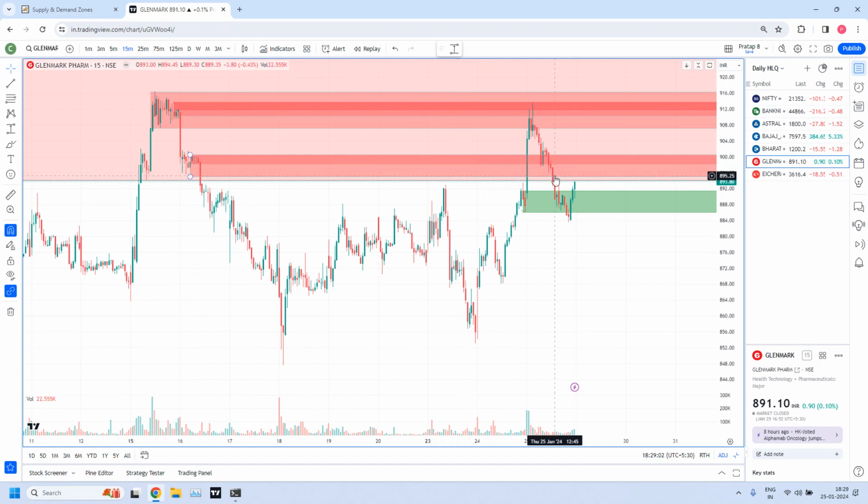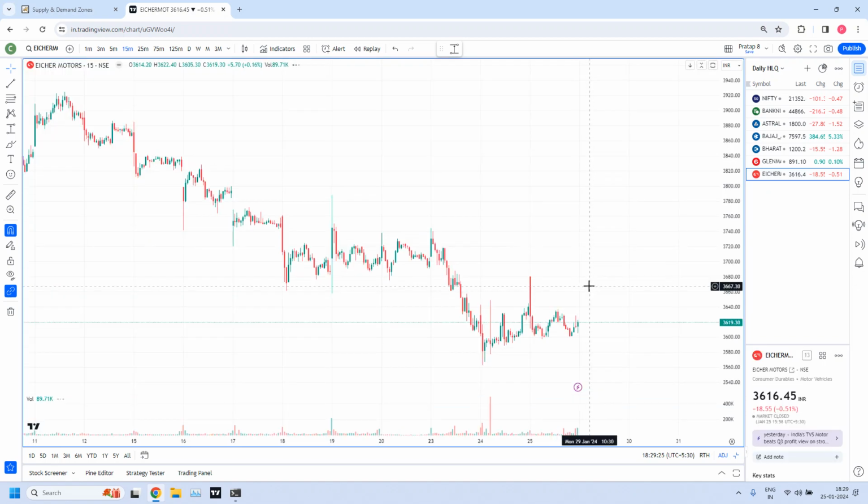And Glenmark has given a profit of 14,790 rupees, which is a 10.7% profit, 10.7 ROI, return on the investment, as per one future slot. And next one is HR Motor. This is a 75-minute supply zone. This is also a successful trade.